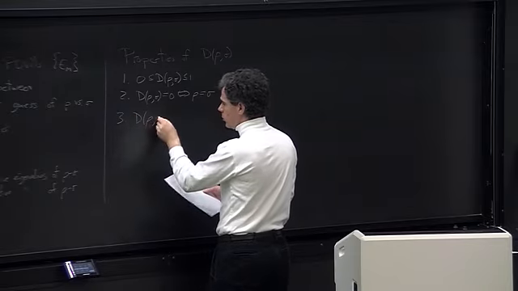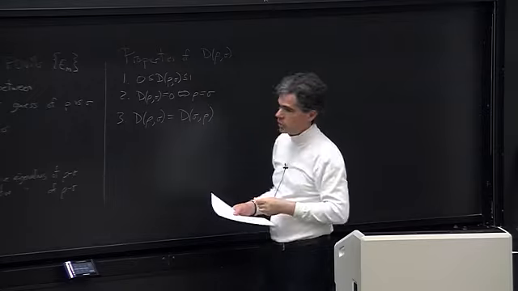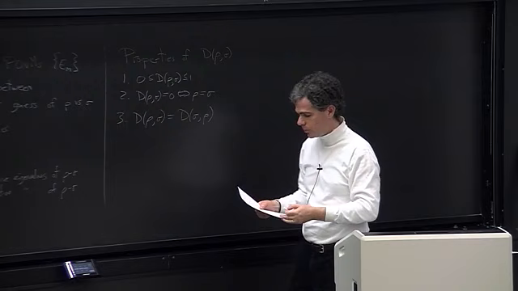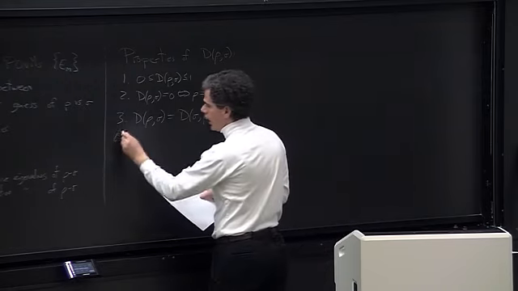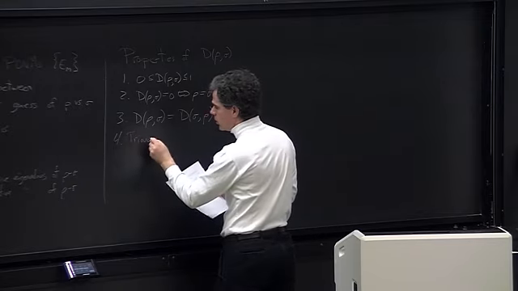This one is also pretty straightforward. D of rho sigma is equal to D of sigma rho. It's, again, not symmetric, but in that case, it's easily taken care of by the absolute value. And this actually is a genuine distance measure. It satisfies the triangle inequality.